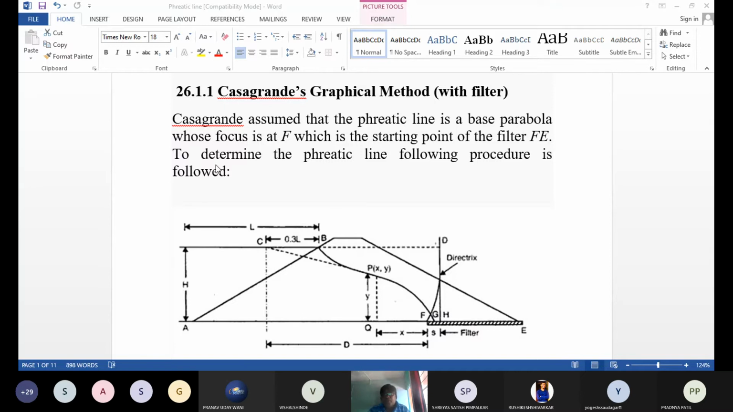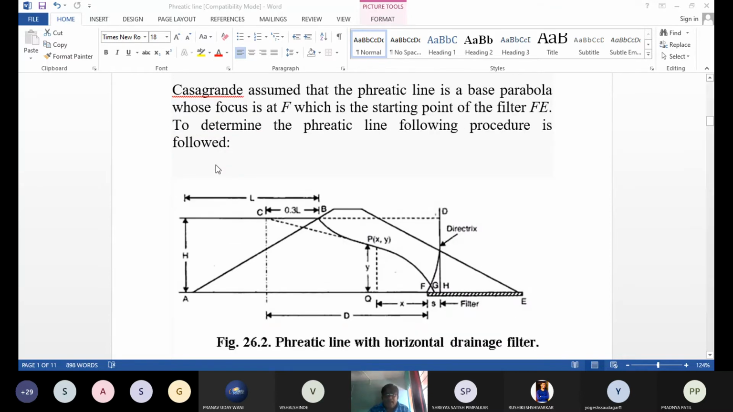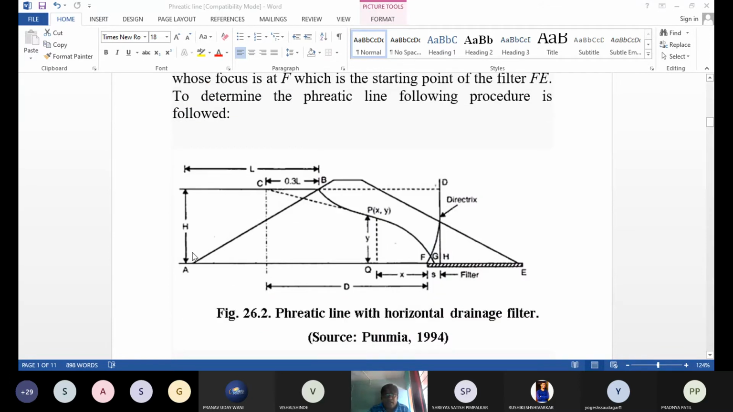So to determine the phreatic line, the following procedure is practiced, and let us see the AB distance. You know the distance AB, its horizontal projection, will be represented as L now here. The top height, that is the head of the water, which is located at the point B, is represented as H. If this is the inclined line AB, a sloping portion, its horizontal projection is represented as L.